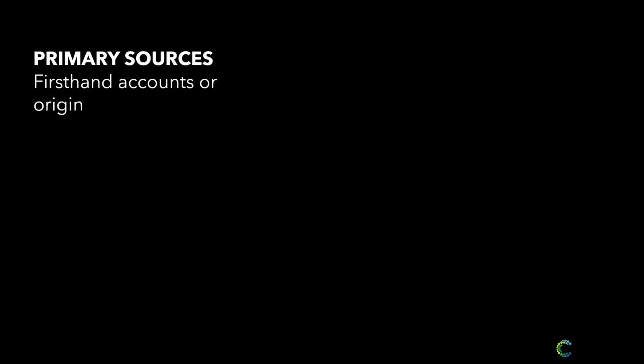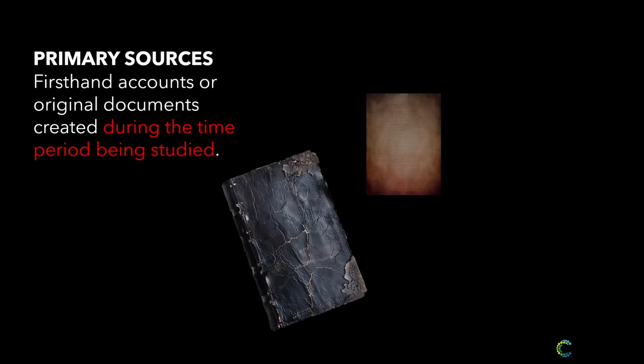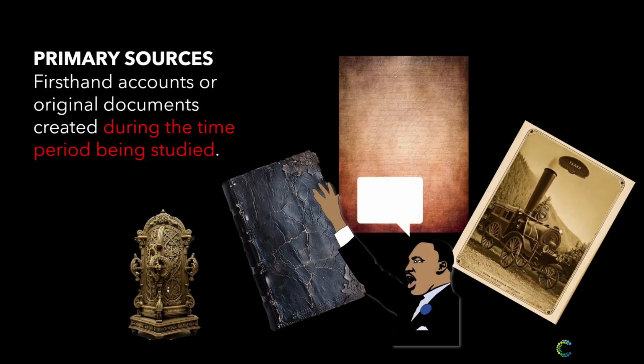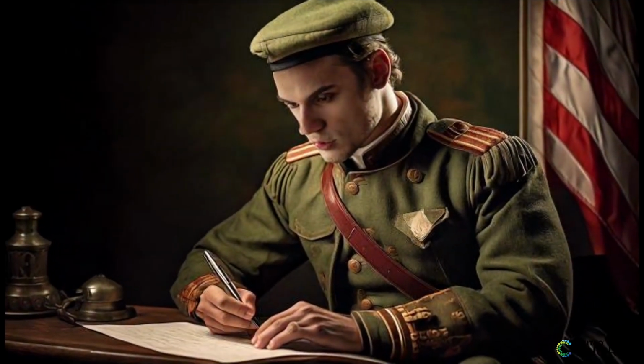Primary sources are first-hand accounts or original documents created during the time period being studied. In historical texts, primary sources can include diaries, letters, photographs, artifacts, and speeches from the era under investigation. For example, a letter written by a soldier during the Civil War would be considered a primary source, providing direct insight into the experiences and perspectives of individuals living during that time.